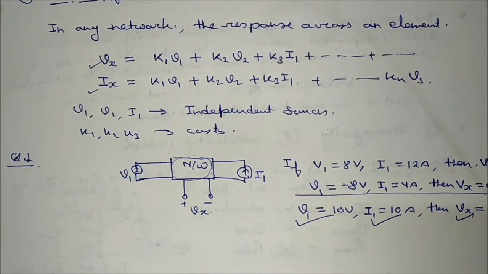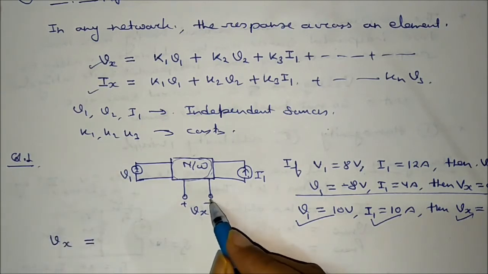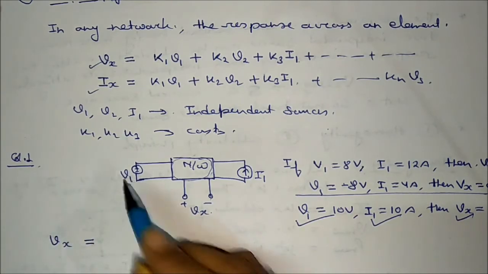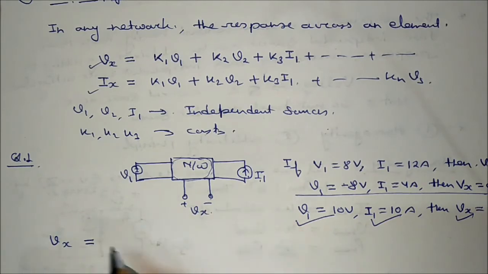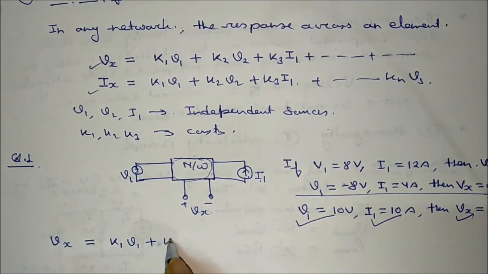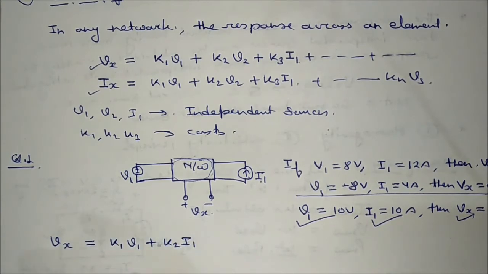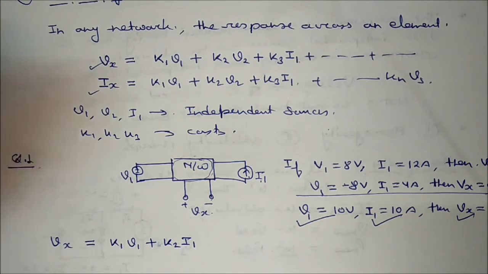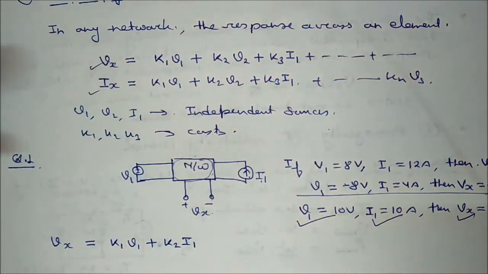So we know that to get a response across any element, what will we do? We will apply the additivity principle. So Vx will definitely be a function of V1 and I1. So we can write it as K1 V1 plus K2 I1. I don't know the K1 and K2 values. We can calculate them according to the given data.